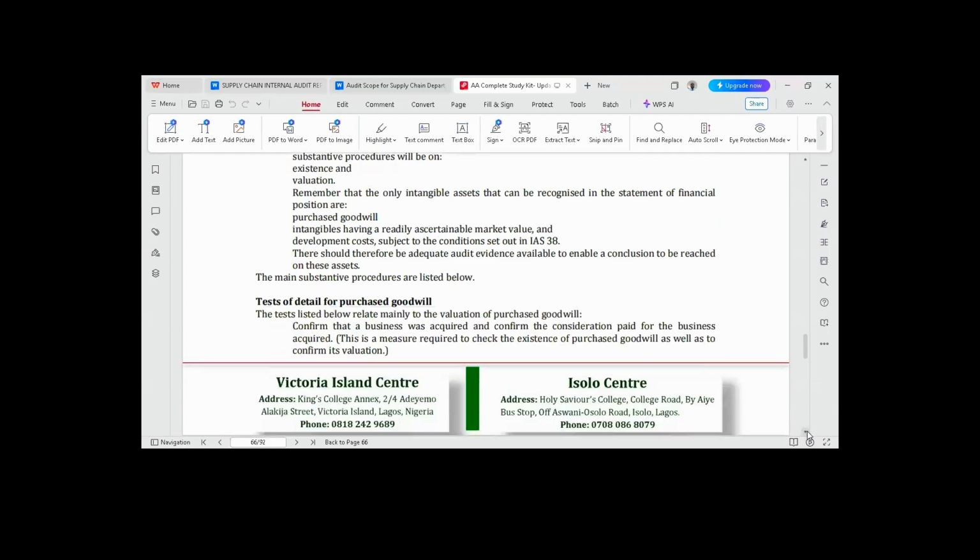So what are intangible assets? Examples of them: you have purchased goodwill, you have brands, you have trademarks, you have patents. All these are examples of intangible assets, okay?